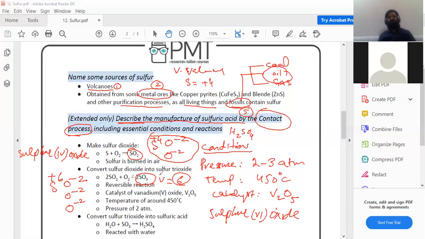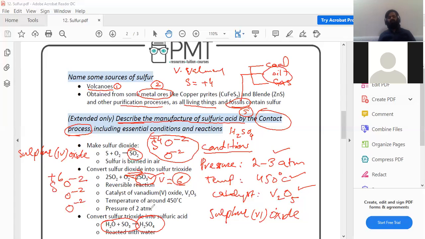Then they react it again with oxygen; this is a reversible reaction. Here all these three conditions are applied. When SO2 is changed into SO3, pressure must be 2 to 3 atmospheres, temperature should be 450 degrees Celsius, and the catalyst vanadium pentoxide should be used so that you get the maximum amount of sulfur trioxide.